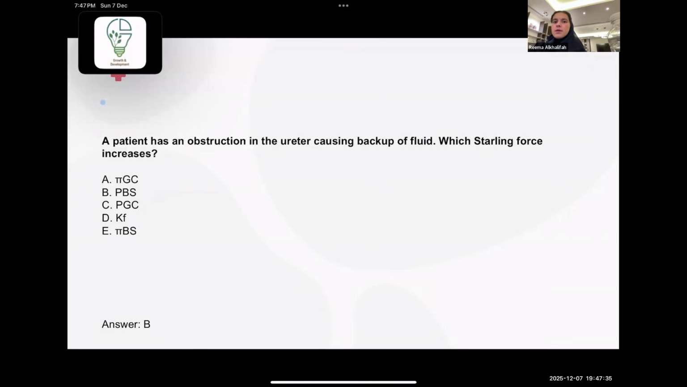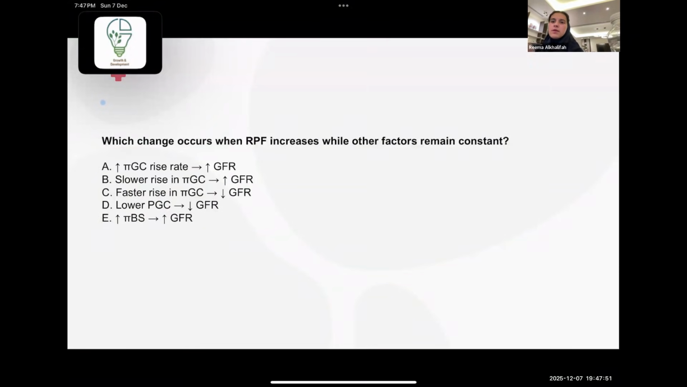Okay. C is incorrect because again, the fluid does not back up into the capillary, so the hydrostatic pressure of the capillary is unaffected by anything that's going on in the tubular system. Third and final question, which change occurs when renal plasma flow increases while other factors remain constant?